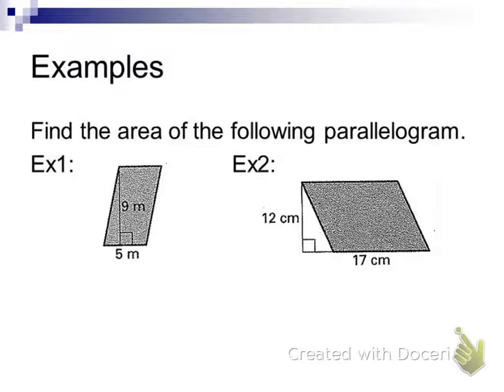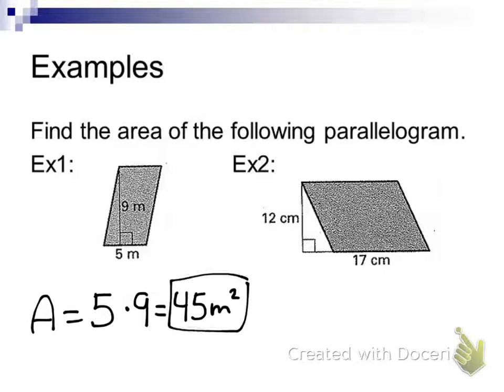Alright, here are the first two examples. Try to draw these, give it a shot. They might not be perfect, but they will be useful to have. If these were on the quiz, they would already be drawn for you, so you wouldn't have to worry about drawing them. Alright, so what is the base on number 1? 5. What is the height on number 1? 9. What is 5 times 9? 45. Very good. Raise your hand if you have any questions.